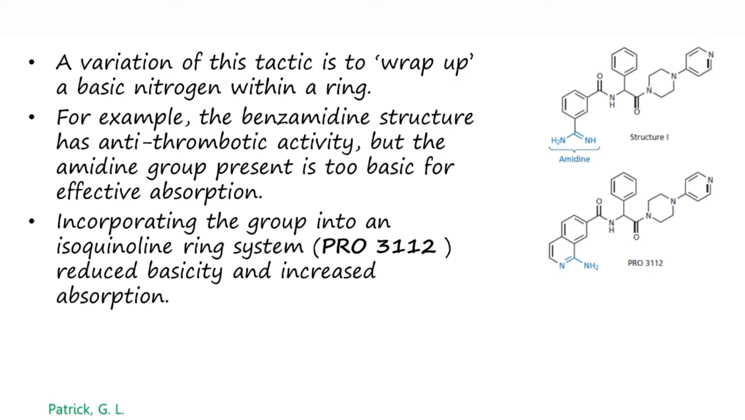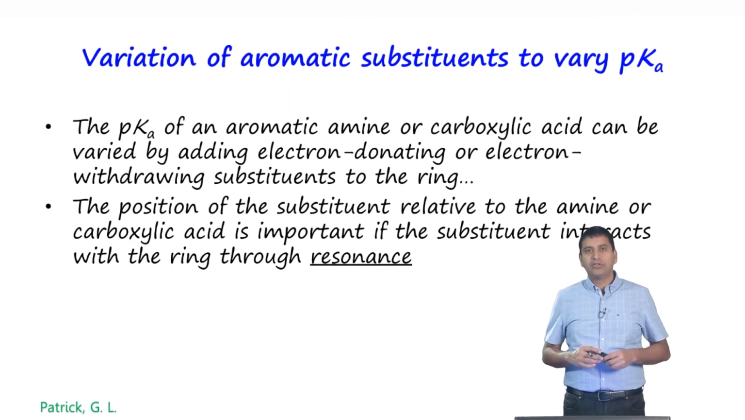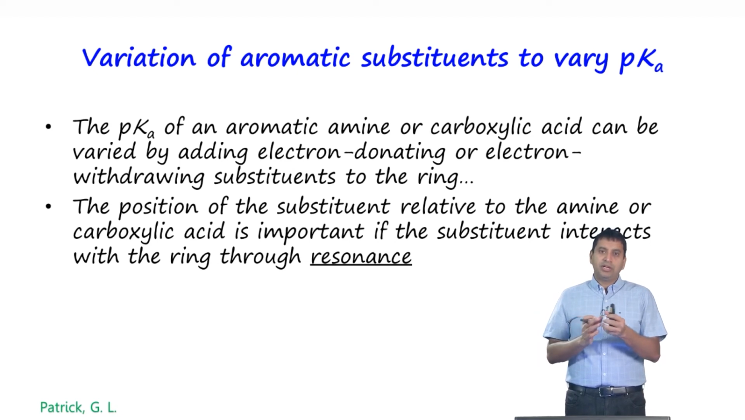Now, for example, in the benzamidine structure, which has anti-thrombotic activity, which is structure 1, the amidine group is too basic for effective absorption. So, what we do is to convert this amidine group into a pyridine group, and this compound, which is known as PRO 3112, has reduced basicity and much better absorption. Aromatic substituents can also be varied to change pKa. So, the pKa of an aromatic amine or a carboxylic acid can be varied by adding electron donating or electron withdrawing substituents. The position of the substituent relative to the amine or carboxylic acid is very important in determining if the substituent interacts with the ring through resonance.